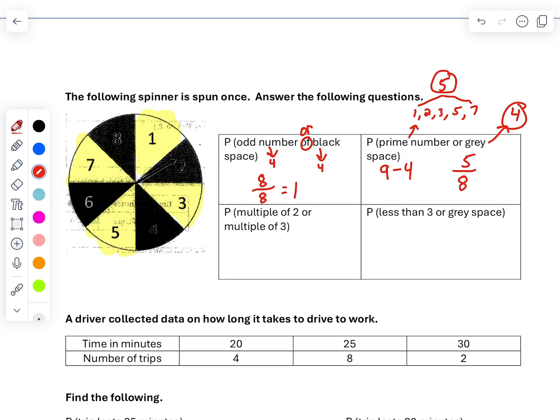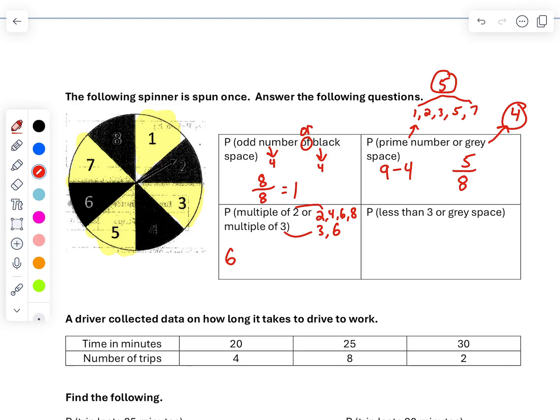Okay, the next one says probability of a multiple of 2 or a multiple of 3. So our multiples of 2 are 2, 4, 6, and 8. And our multiples of 3 are 3 and 6. So it looks like we have 6 total options there.